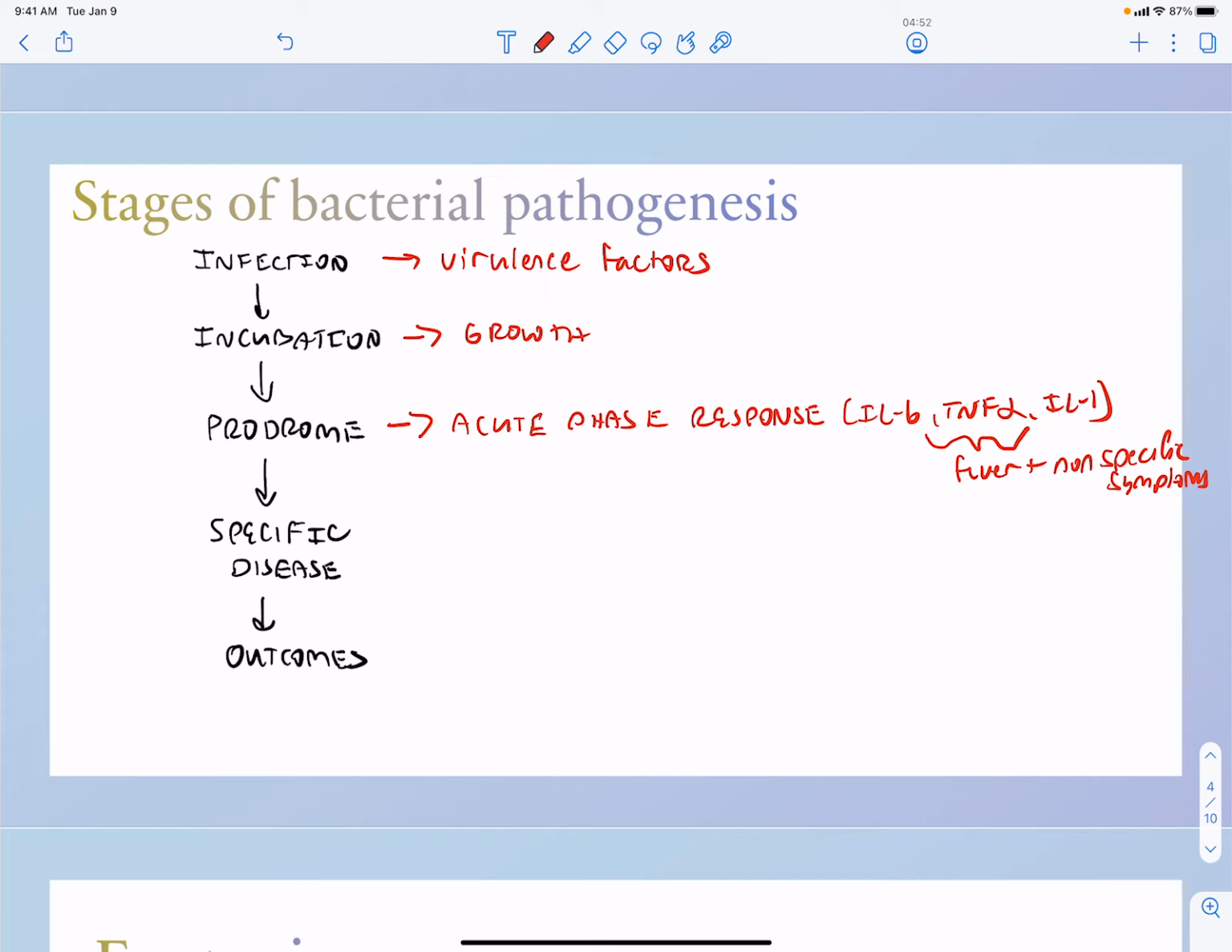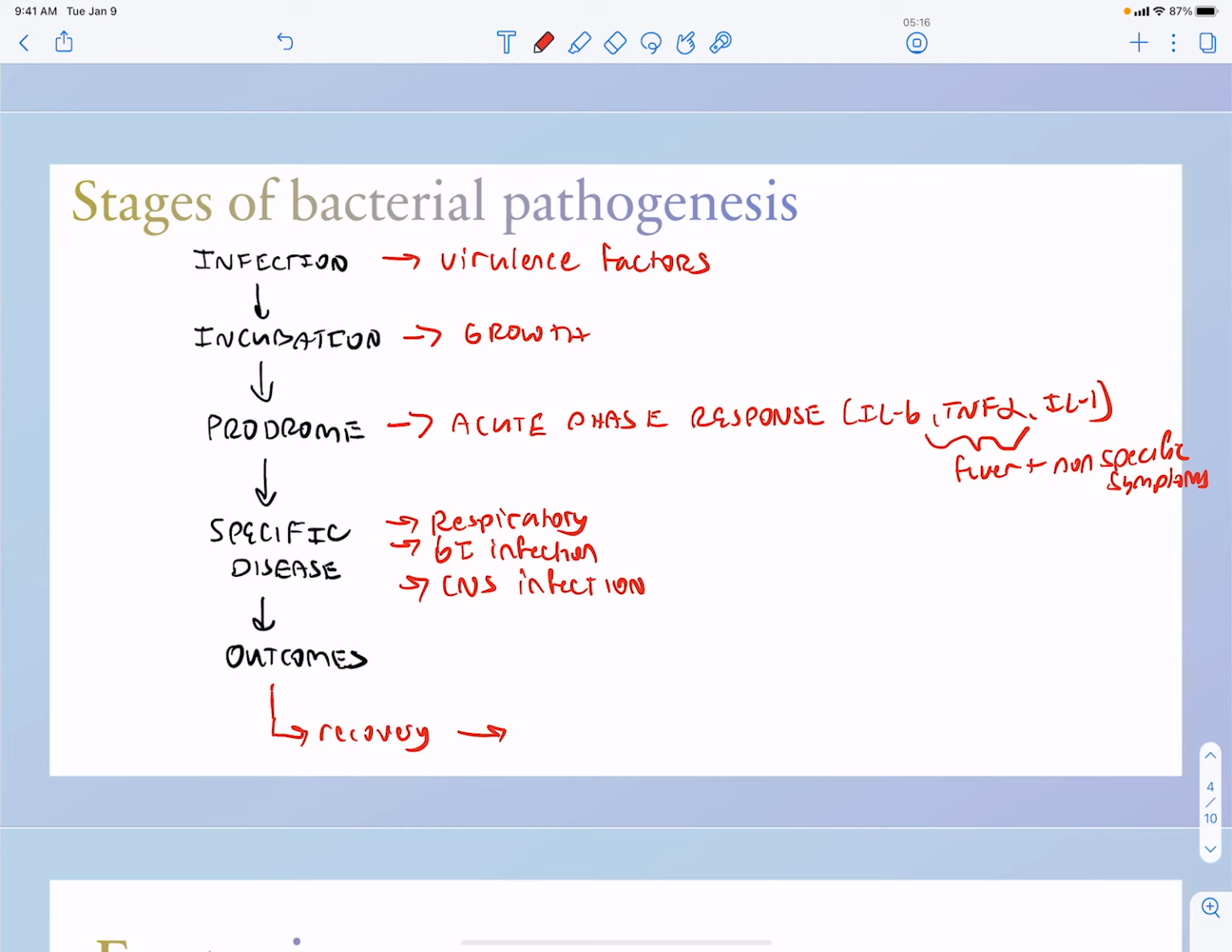And then, of course, you're going to have your specific disease. Is it respiratory? A GI infection? Central nervous system symptoms? And then you're going to have outcomes. Outcomes are going to be recovery, which can have a long convalescence. It can have death, or it can become chronic.